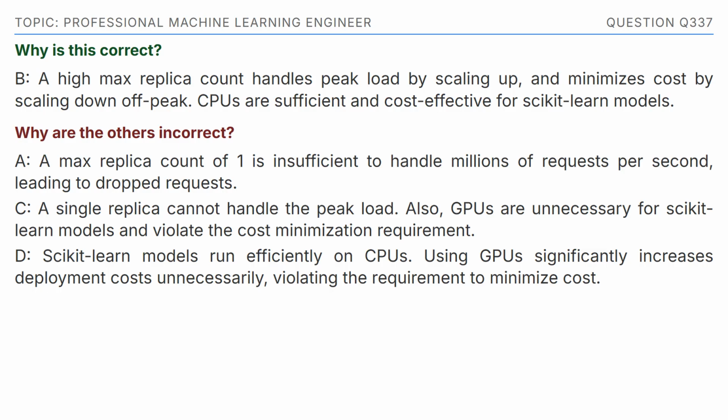Why are the others incorrect? A. A max replica count of 1 is insufficient to handle millions of requests per second, leading to dropped requests. C. A single replica cannot handle the peak load. Also, GPUs are unnecessary for scikit-learn models and violate the cost minimization requirement. D. Scikit-learn models run efficiently on CPUs. Using GPUs significantly increases deployment costs unnecessarily, violating the requirement to minimize cost.